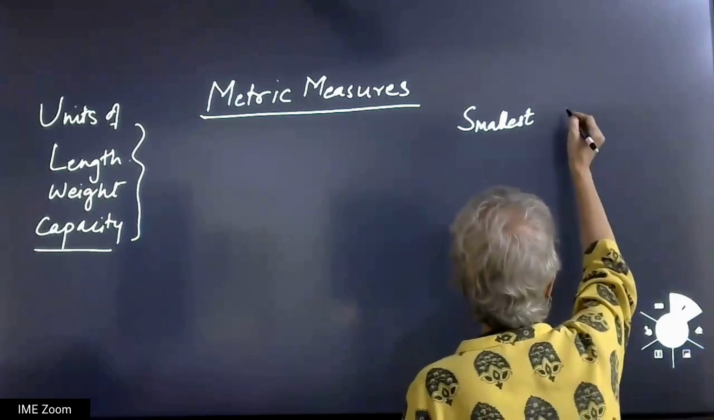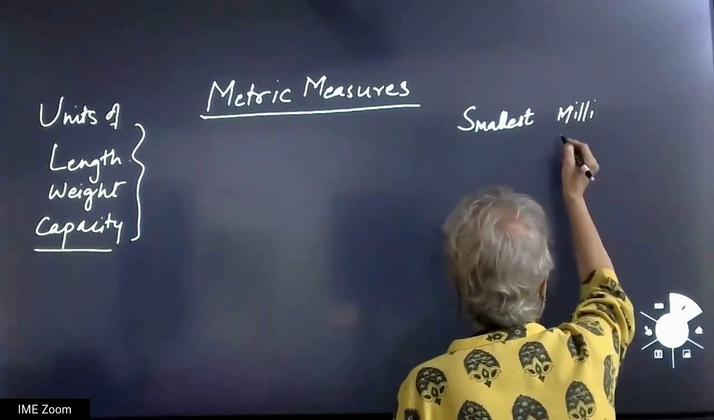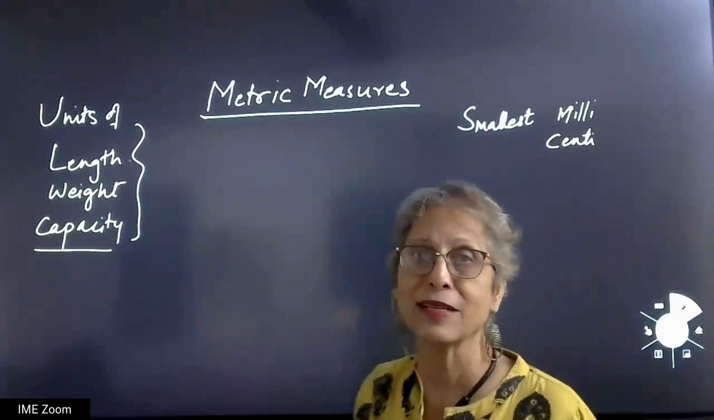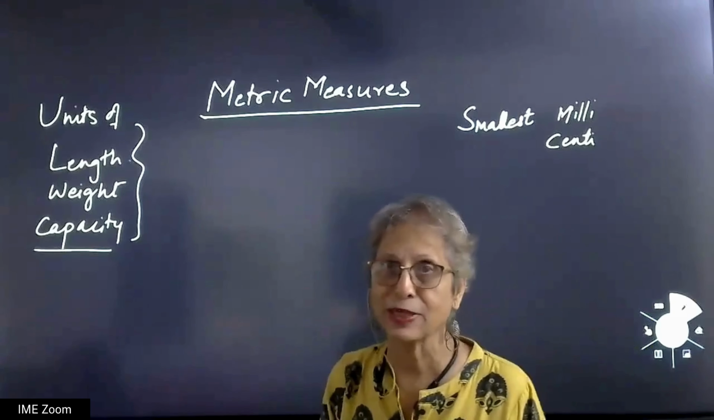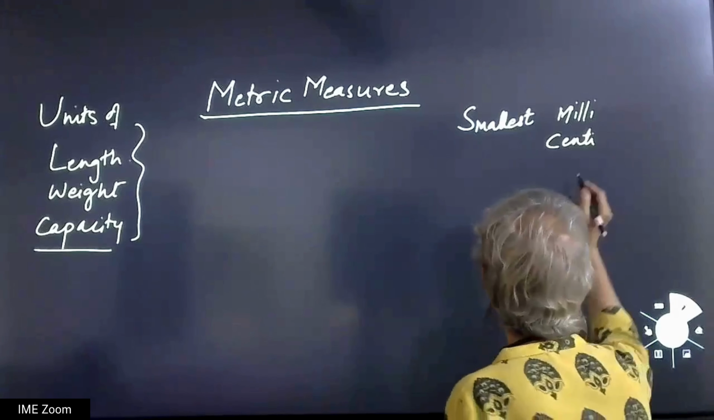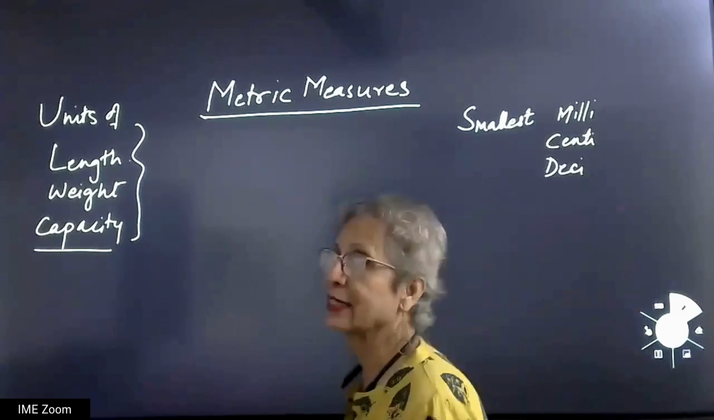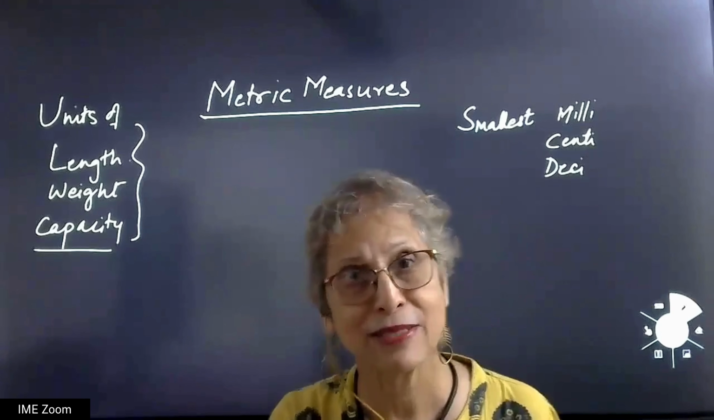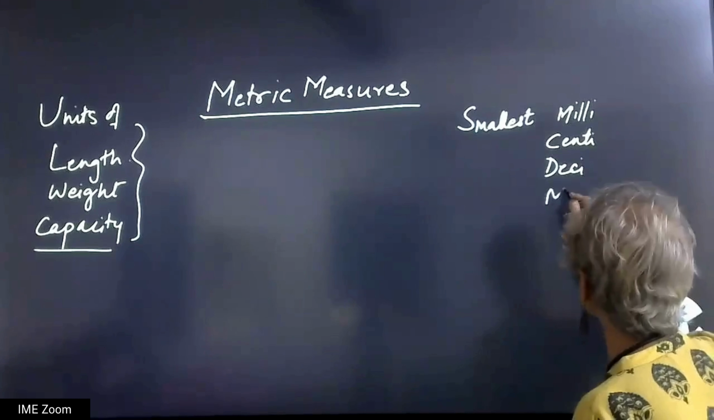Okay, so the smallest is milli. Then comes centi: millimeter, centimeter. Centimeters are usually used for our geometrical figures. When we are asked to draw any geometrical figure, they give a length in terms of centimeters. Then comes deci. These decimeters are usually not used in our day-to-day life, but for some scientific measurements we need the decimeter also. So milli, centi, deci, then comes meter.